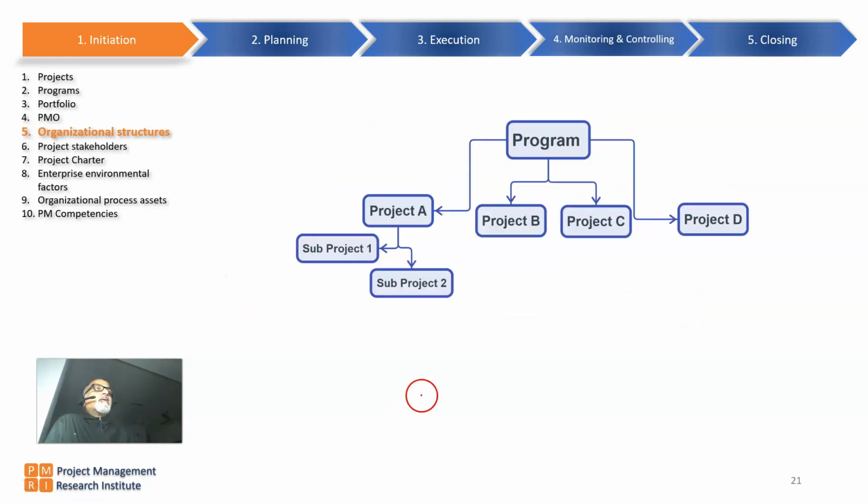Let us move on. Now this is a typical project-based organization. Whatever is happening in that organization is a project. So here we have a program, and projects B and C are part of this program. Then we have another project A, which is also part of this program, and that project is subdivided into sub-project 1 and sub-project 2, and here we have another project. So this is an example of a projectized organization.